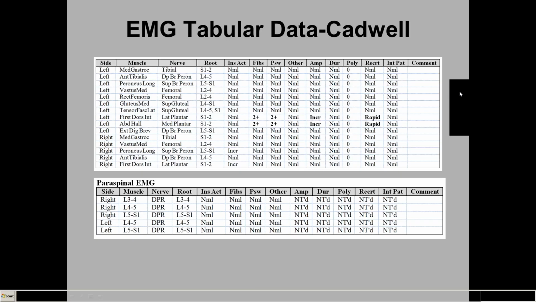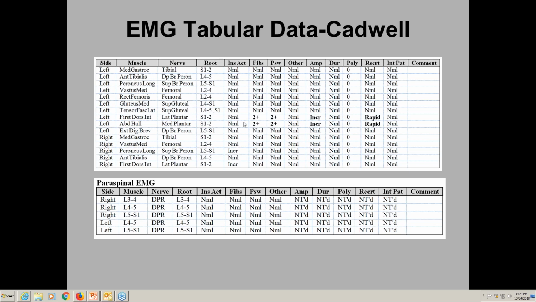Good. So now we can look at a table and characterize what it is that we see without having to say the left first dorsal interosseous and then in parentheses lateral plantar S1, S2 shows 2+ fibrillations, positive waves, increased insertion or increased amplitude and rapid firing recruitment. I want you to know what that means. That's evidence of ongoing denervation. It's not brand new, it's not just old stuff, it's active and ongoing. There are changes that are happening in that muscle, right?